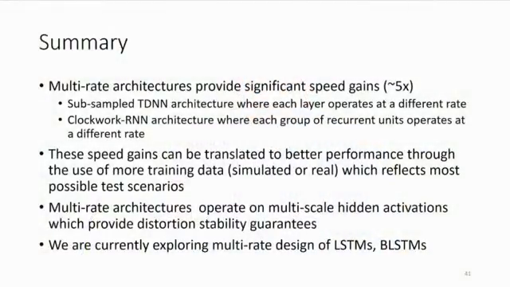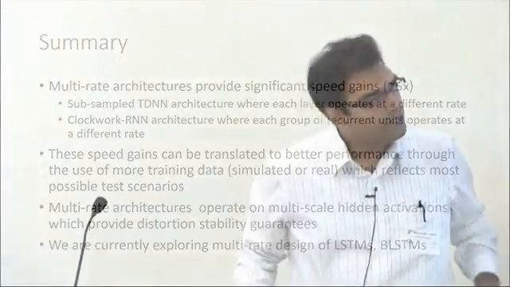Right. So let me try to summarize what I did till now. Basically, we showed that multi-rate architectures provide us good gains. So the models by themselves are not powerful compared to their non-sampled variants, but the major advantage that you get because of multi-rate architectures is the speed advantage. And these speed gains can be trivially converted to performance gains by using more training data.